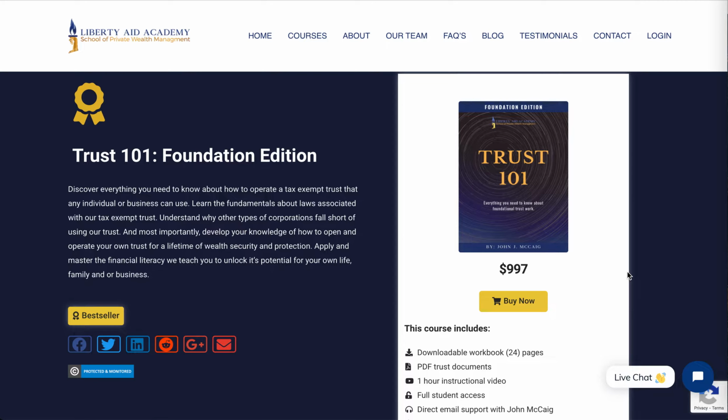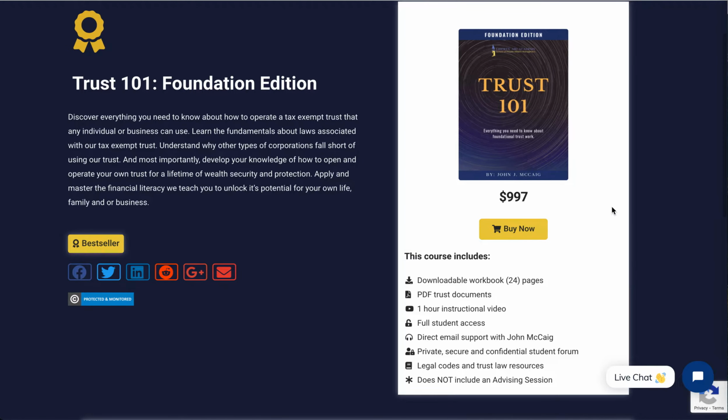This is a short explanation of our Trust 101 Foundation Edition and what comes with it. You're going to get the trust. But what is the detail? With the trust, you could open up a bank account, and then it's a non-reporting entity. You don't report taxes, you don't pay taxes as long as the money goes through that bank account. And all the rest of the benefits.